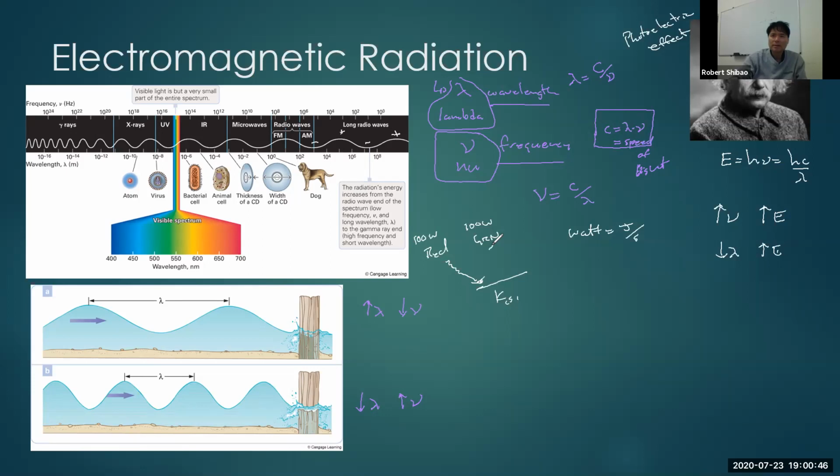Well, green light has higher frequency, shorter wavelength. Red light has lower frequency, longer wavelength. But they're both 100 joules per second. But what happens here is when green light impinges on here, it knocks electrons off the surface of potassium. Red light, it's not enough, but green light is enough, and it knocks the electrons off. This is called the photoelectric effect.